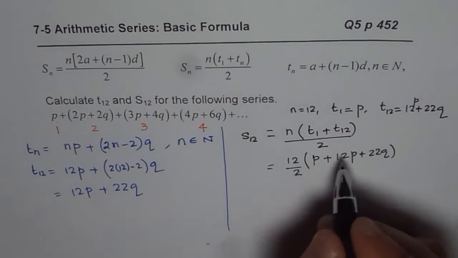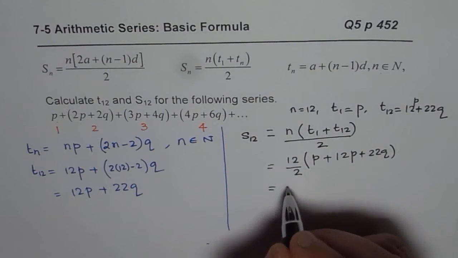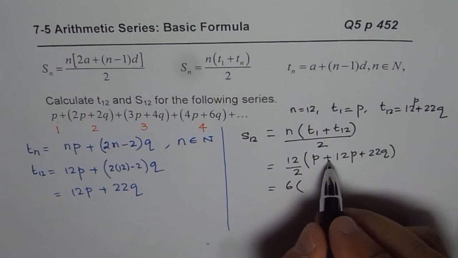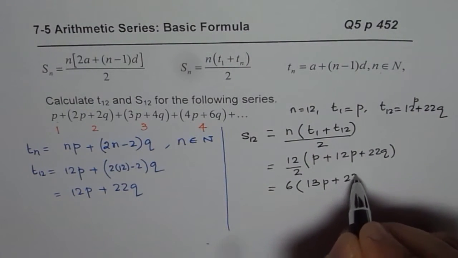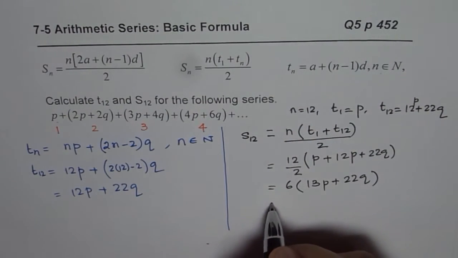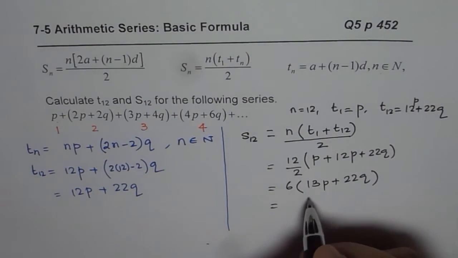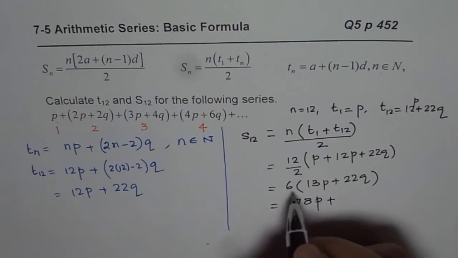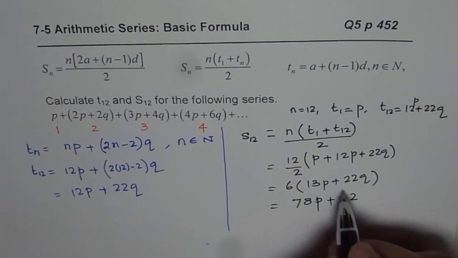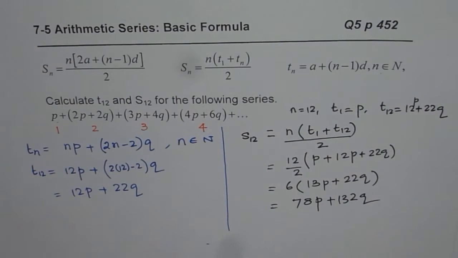So now we can simplify this. So it becomes 6 times (p plus 12p is 13p, plus 22q), right? So you can now open the bracket. 6 times 13 is 78, so 78p, plus 6 times 22 is 132, so 132q. So that becomes the sum of 12 terms.